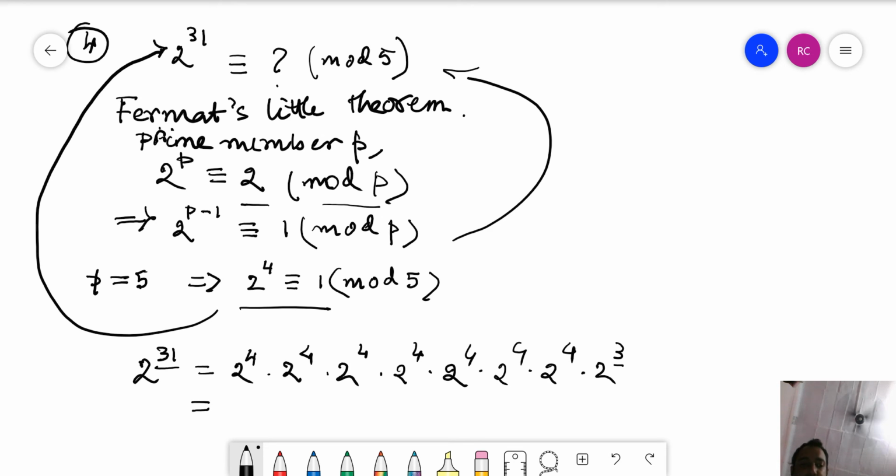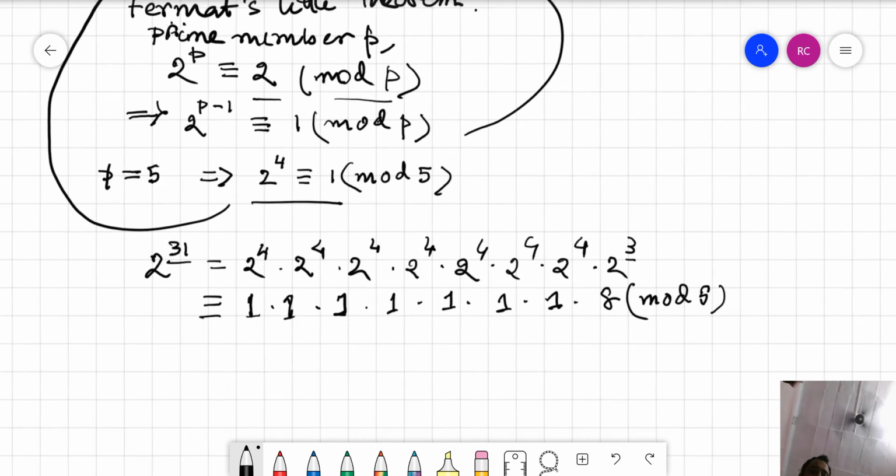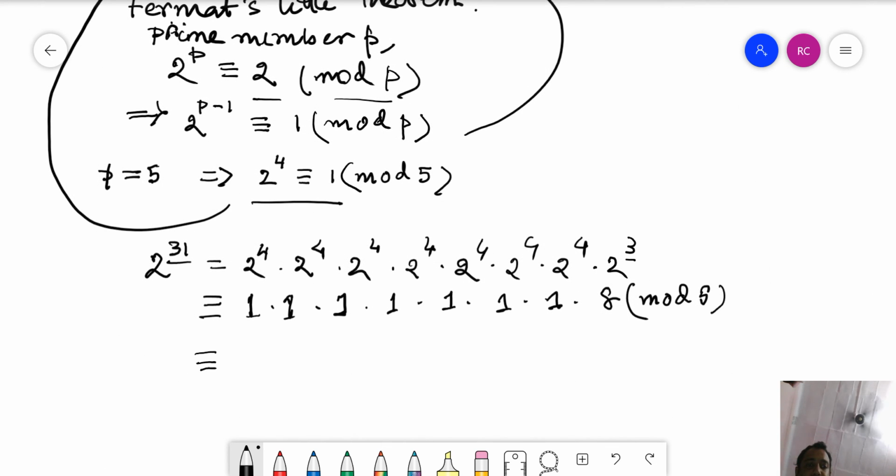So this, when divided by 5, would give us 1, 1, 1, 1, 1, 1, and 8 when divided by 5. And 8 mod 5 is basically 3 mod 5, because 8 leaves a remainder of 3 when divided by 5. Hence our result is 3.